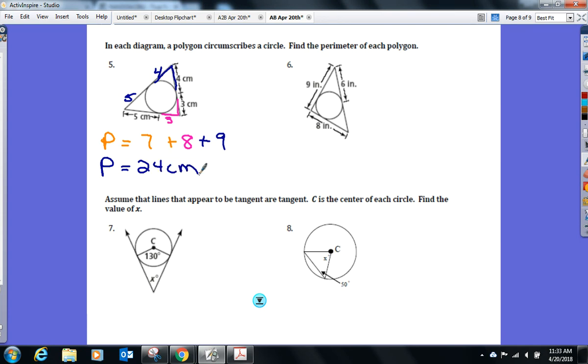See if you and your group can apply that theorem to number 6. I gave you two full sides. So you guys know the perimeter is going to be 8 plus 9 plus something.